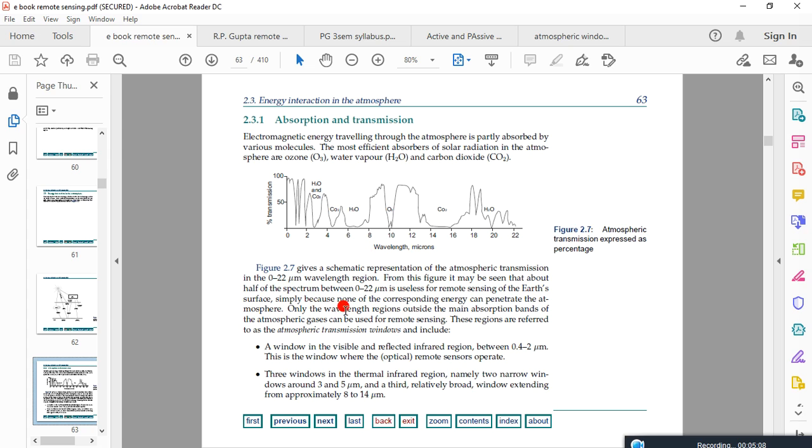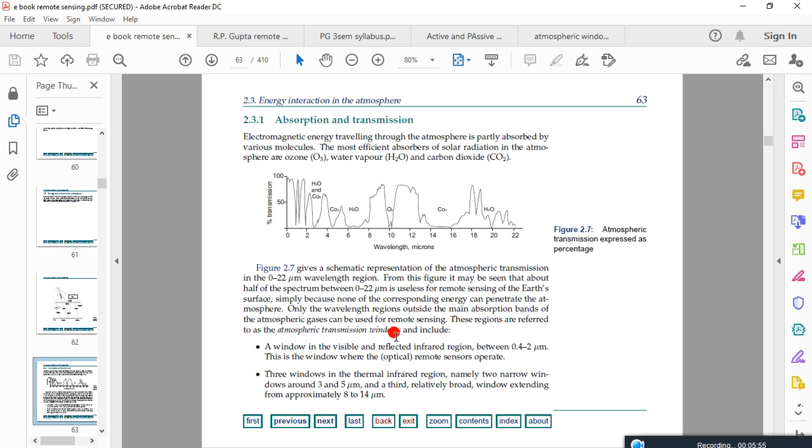So those areas, the wavelength regions which are outside the main absorption band of the atmospheric gases, are known as atmospheric transmission windows. So if somebody asks you what you understand by atmospheric transmission window, a simple definition is the wavelength region outside the main absorption band of the atmospheric gases. In the bracket you should write ozone, water vapor, air, carbon dioxide, bracket closed, can be said to be atmospheric transmission windows.